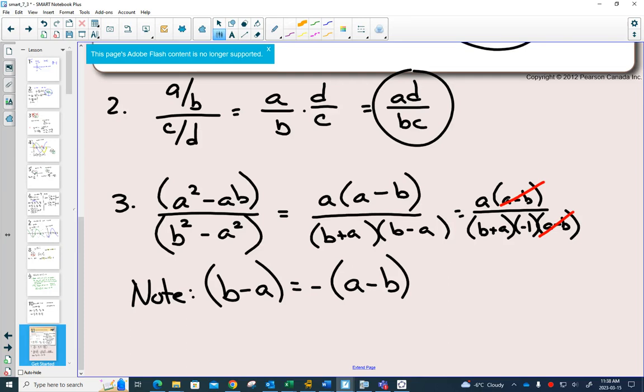Which will leave me with, and if you have a negative in the fraction, you can put it either on the top, on the bottom, or in front. I put it on the top here, because if I left it on the bottom, I'd have to leave brackets around the b plus a, which is the same as a plus b. And now this is simplified.